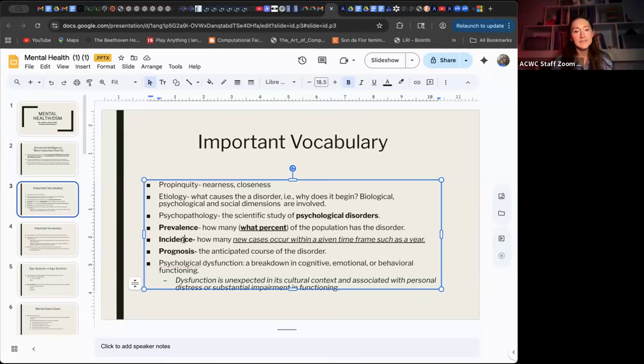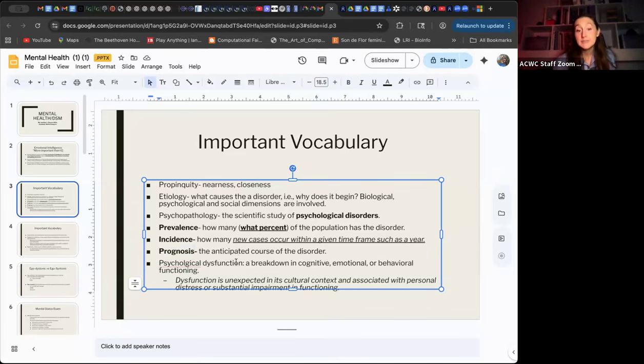Okay, so that's the difference between prevalence and incidence. The prognosis is just how this disorder is going to turn out. What's the expected outcome? You could just think of going to the doctor. If you've ever gone to the doctor with a problem, well, what's the prognosis? It's just a fancy way of asking what the outcome of this is at the end. What's going to happen to me?